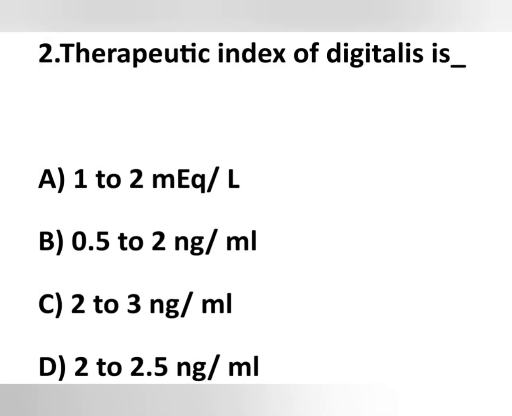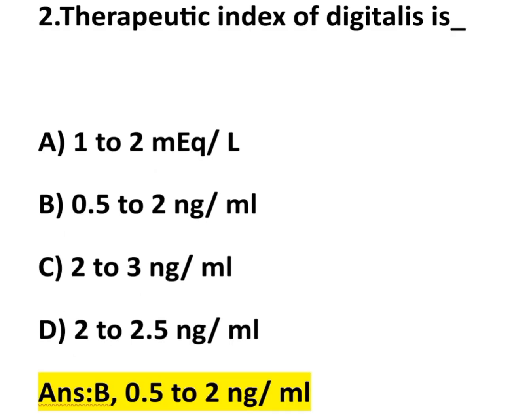Question number 2. Therapeutic index of digitalis is. Options are option A 1 to 2 milliequivalent per liter, option B 0.5 to 2 nanogram per ml, option C 2 to 3 nanogram per ml, and option D 2 to 2.5 nanogram per milliliter. And the correct answer is option B, 0.5 to 2 nanogram per ml.